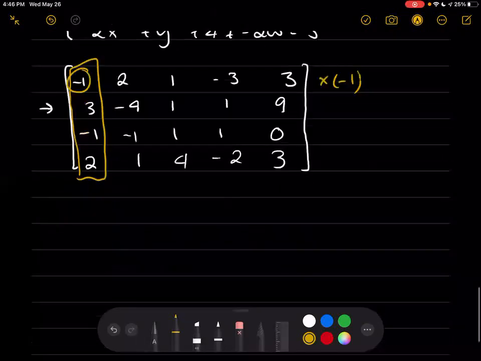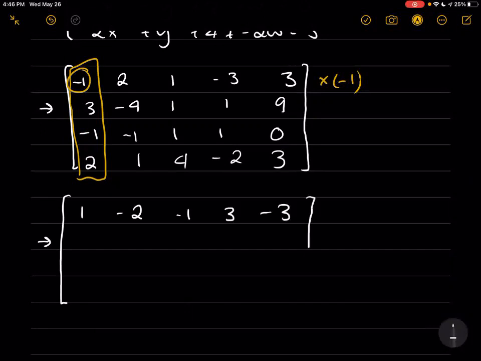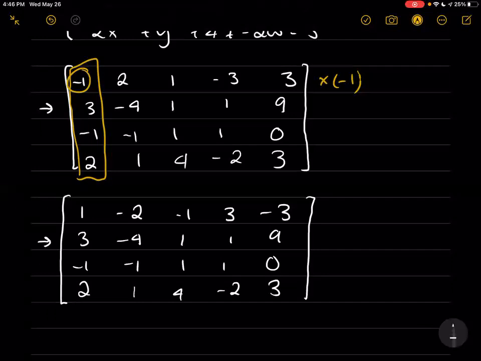So when we do that, our matrix becomes 1, -2, -1, 3, -3. So we flip the signs on everything. 3, -4, 1, 1, 9, -1, -1, 1, 1, 0, 2, 1, 4, -2, 3.